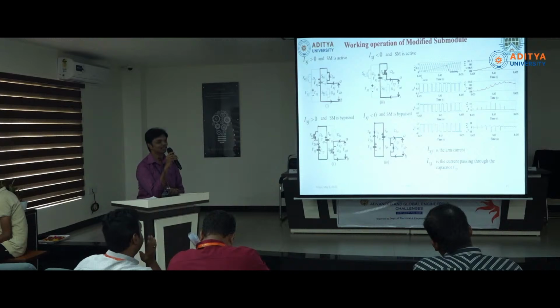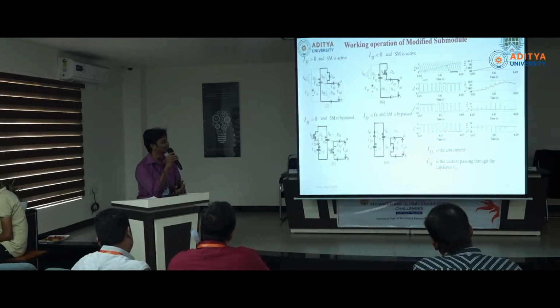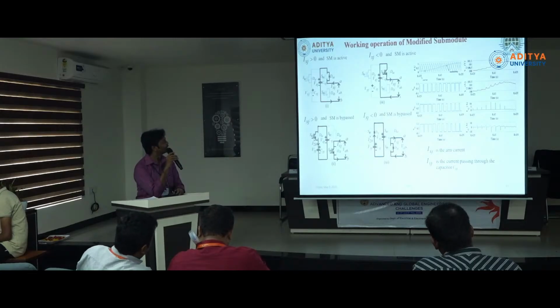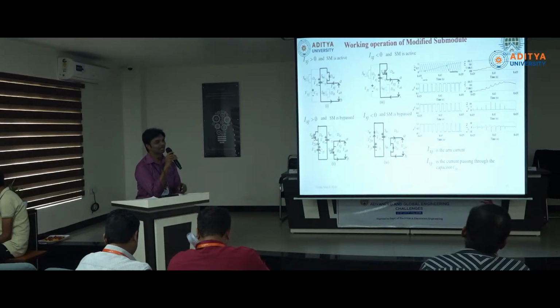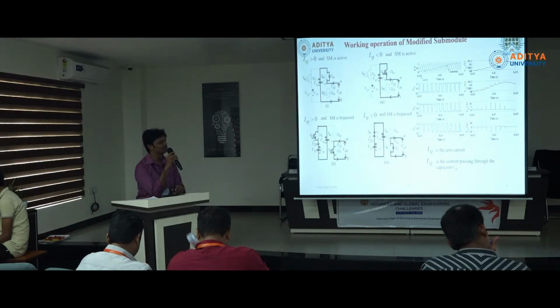And here is the working operation of the proposed submodule. Any arm current consists of an AC component and a DC component. Due to that, sometimes it is positive and sometimes it is negative. When the arm current is positive, the diode is connected, and the capacitor is charged. And when the arm current is negative, the capacitor discharges through the same capacitor. And you can see the four working operations of the proposed submodule. And this is the switching characteristics of the proposed submodule.